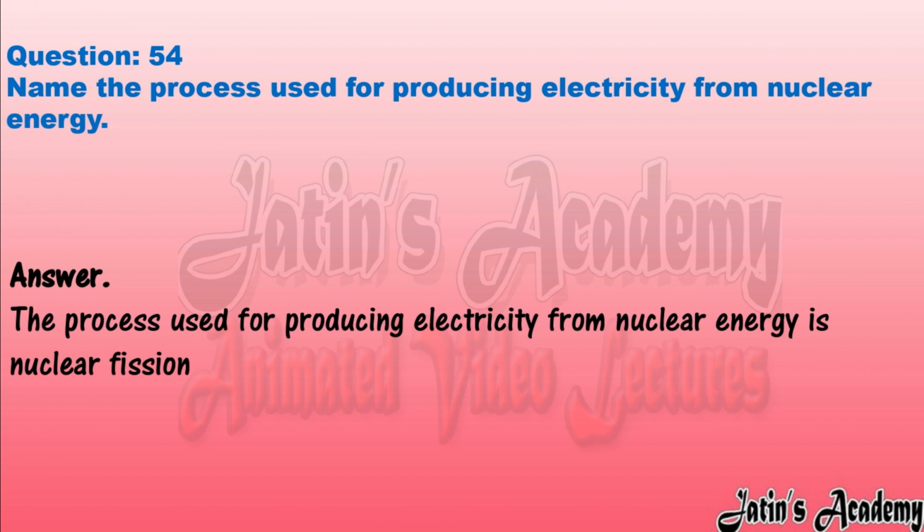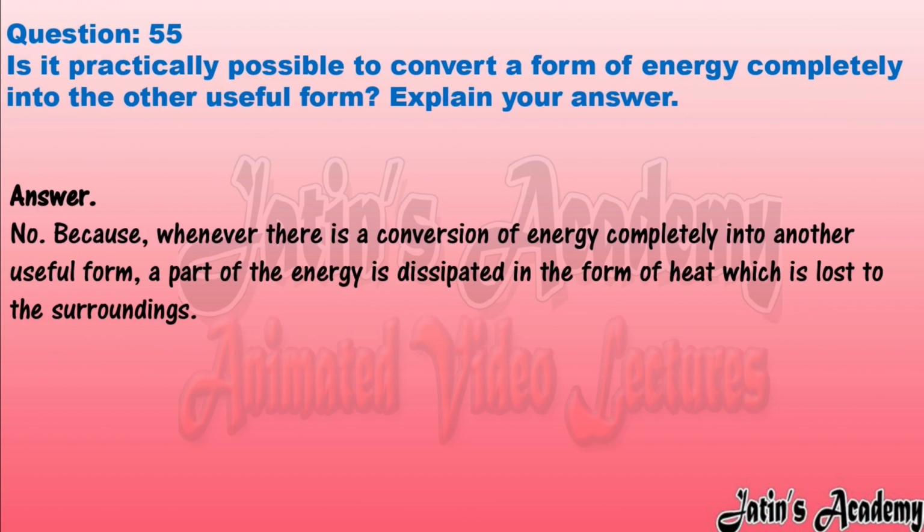Question 54. Name the process used for producing electricity from nuclear energy. Answer. The process used for producing electricity from nuclear energy is nuclear fission. Question 55. Is it practically possible to convert a form of energy completely into the other useful form? Explain your answer. Answer. No. Because, whenever there is a conversion of energy completely into another useful form, a part of the energy is dissipated in the form of heat which is lost to the surroundings.